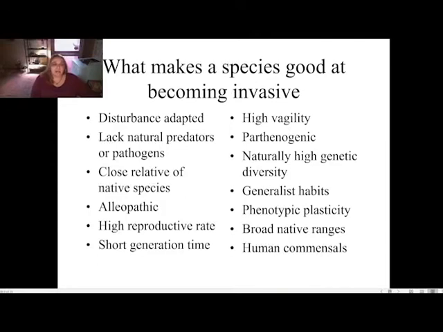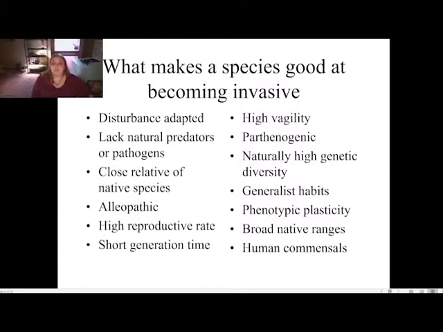A lot of times they are parthenogenic, which is when females reproduce without the need of a male, and they'll typically produce all female lineages. So they can just keep on reproducing on their own without having to worry about having males around, or finding a mate. That also applies to species that are asexual. They are pretty good at becoming invasive, and again, it's because you don't have to find a suitable mate.